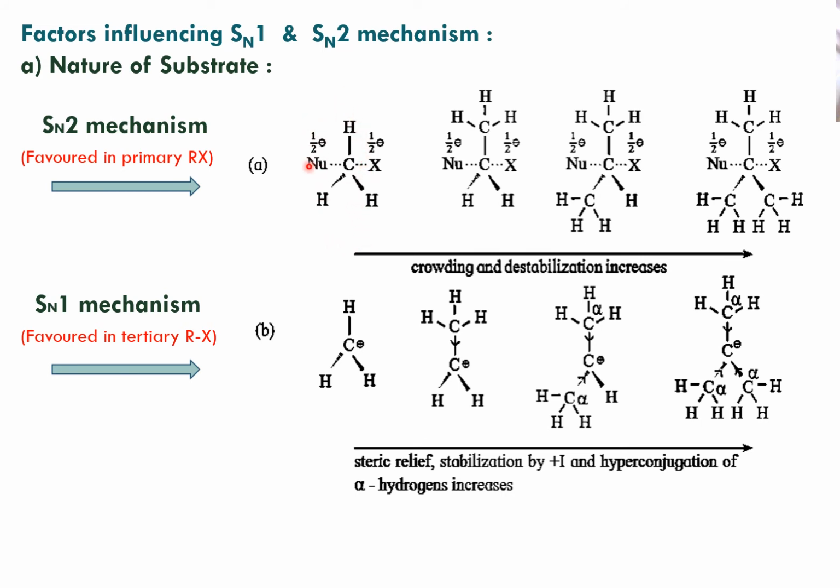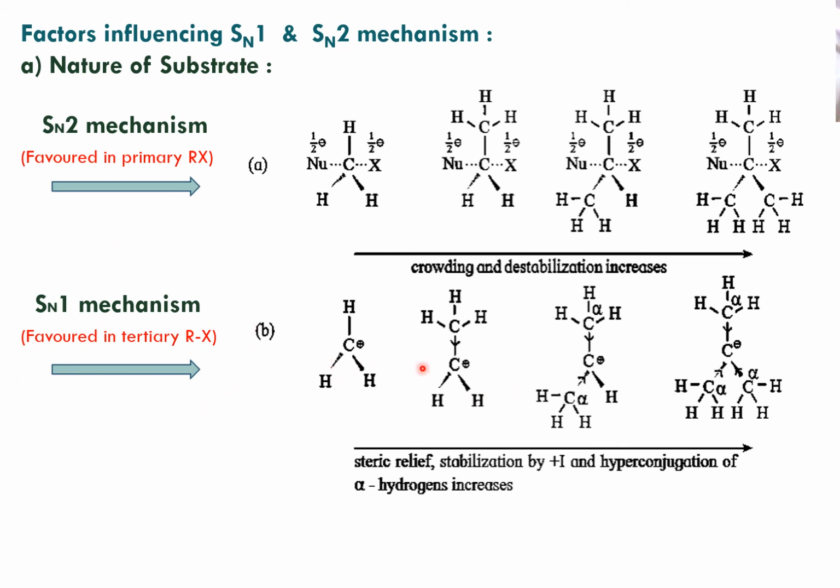So when it is a methyl group, there is no problem. In the ethyl group, the number of carbon atoms increases. Then isopropyl, the number of carbon atoms is still more. Tertiary butyl, the crowding will be still more. Therefore, the crowding causes destabilization. So the crowding will create a problem in the formation of the transition state and therefore SN2 is favored with primary alkyl halides. While the SN1 mechanism involves what?